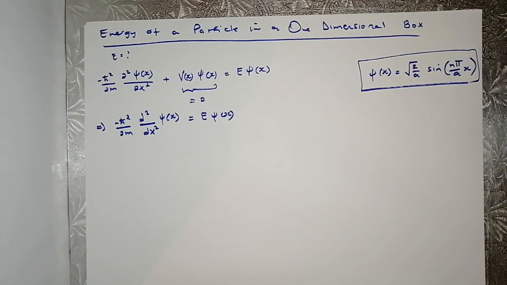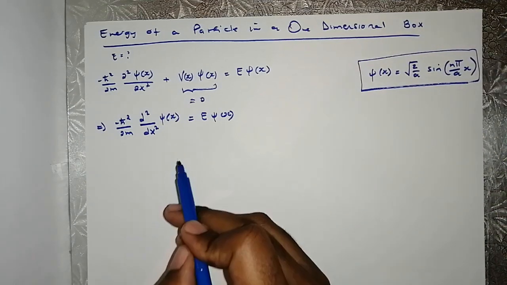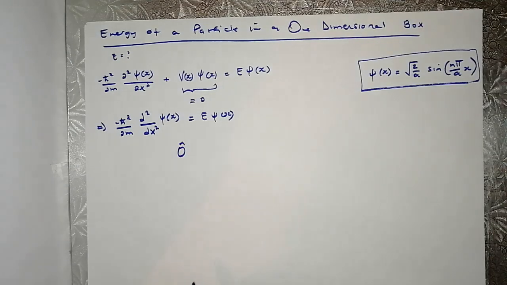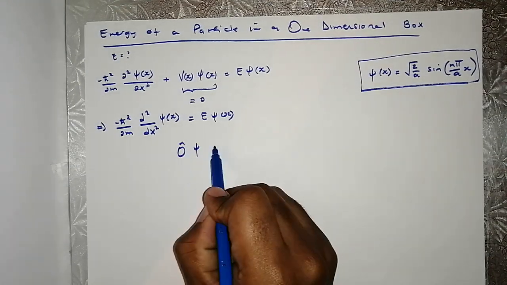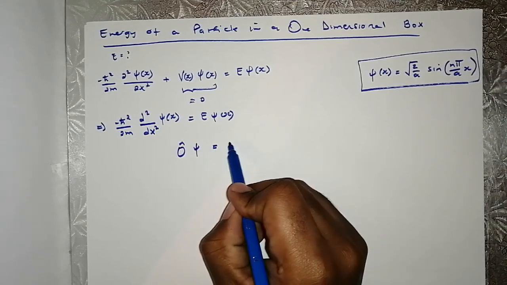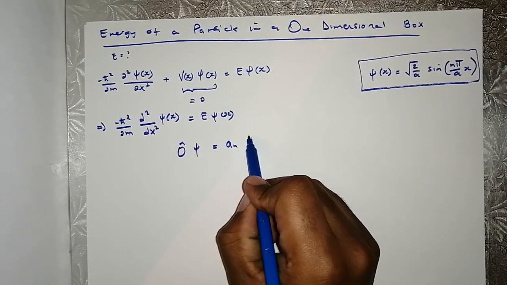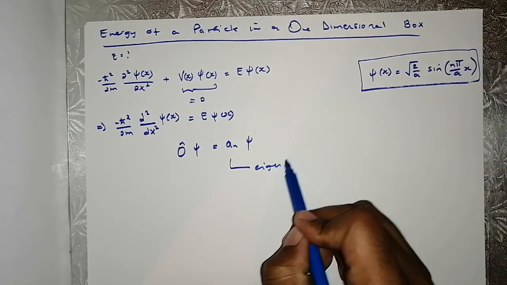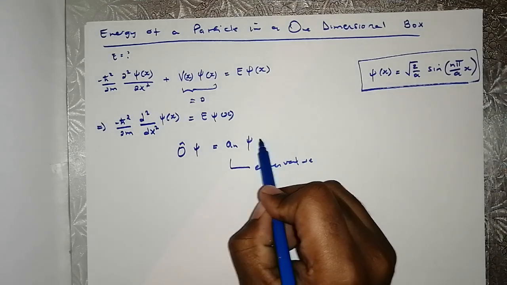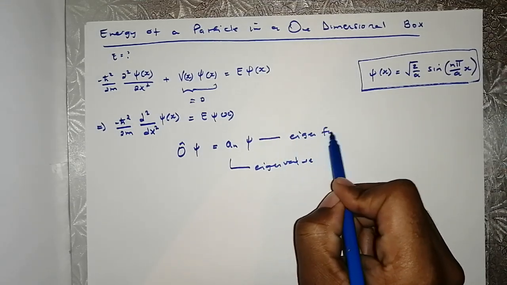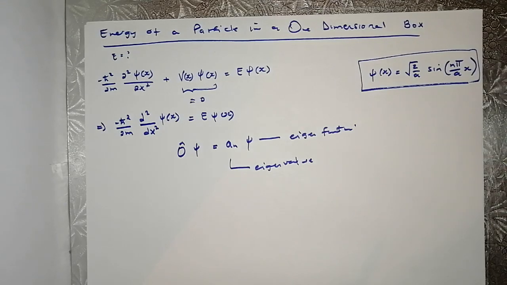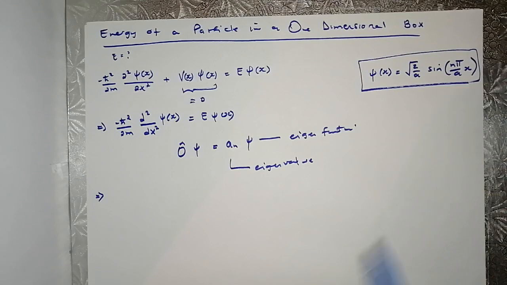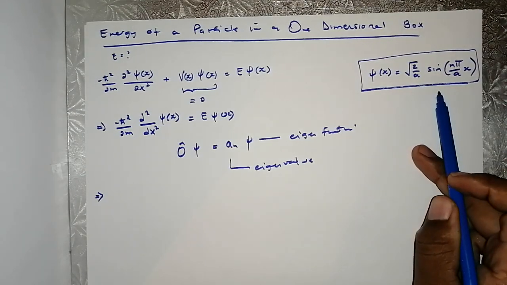The manner in which we're going to find the energy of a particle in a one-dimensional box is to use the subject of operators. I'm going to operate on a wave function. Then if I get a constant multiplied by the same wave function, this constant is going to be the eigenvalue, and the wave function is going to be the eigenfunction of the operator. So we're going to use this wave function, right?